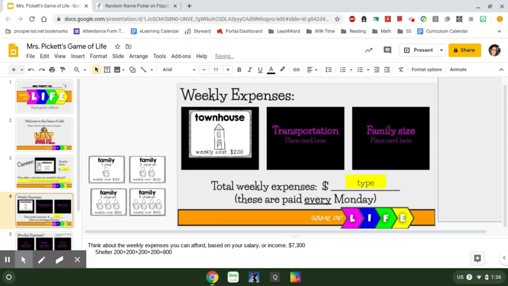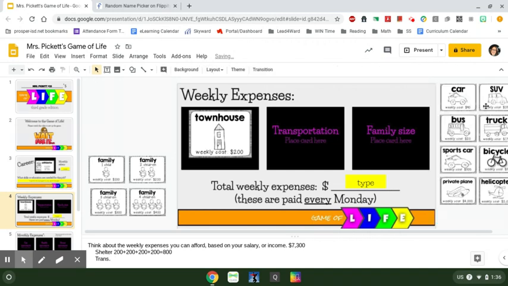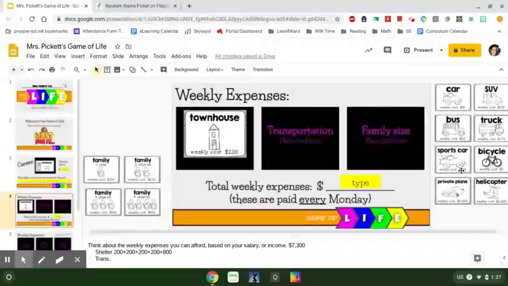Okay, but now I get to choose my transportation. All right, let's take a look. My transportation's over on the right. Let me delete this. Here's what I can choose from: car, SUV, bus, or truck. Sports car, bicycle, private plane.